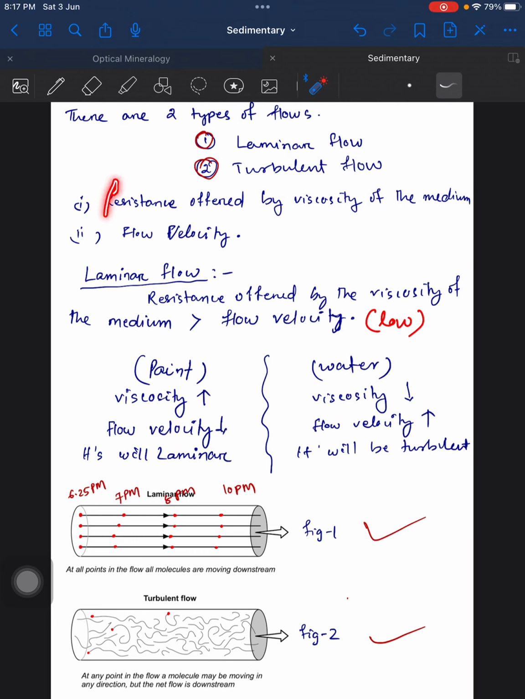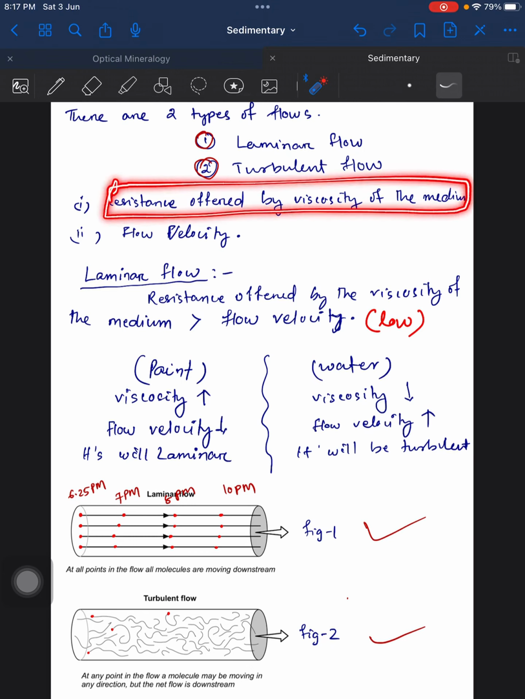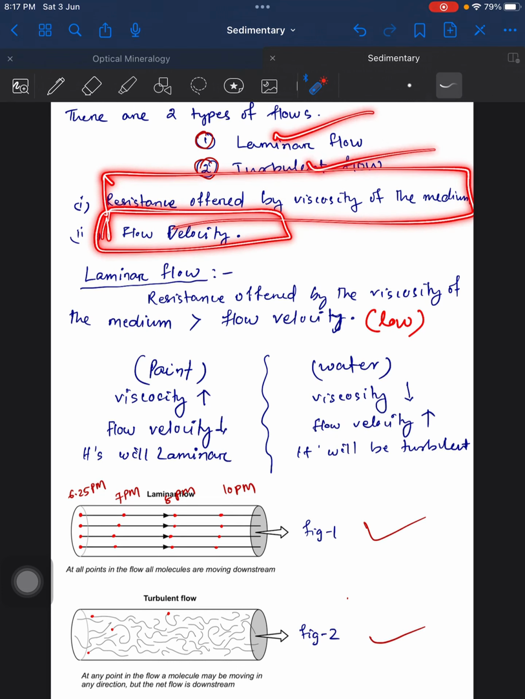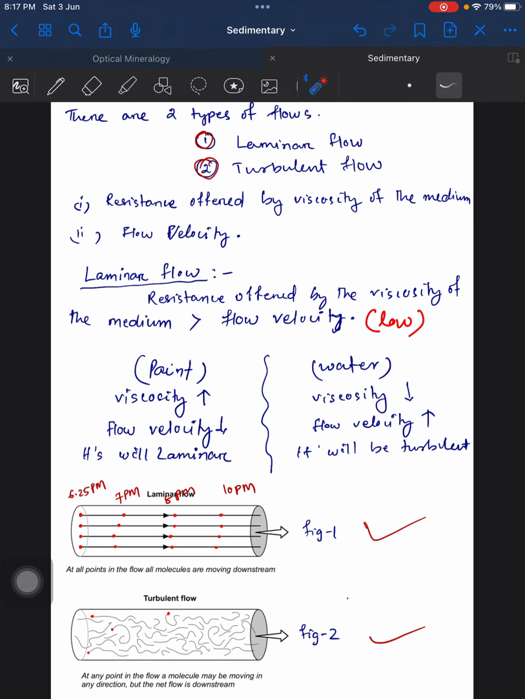So we will see how the resistance is there. Viscosity resistance is there in the flow, then flow velocity. So these are the two things which will be deciding whether the flow is lamellar or turbulent flow. So you see, in case this is the lamellar flow and this is the turbulent flow, I will be discussing one by one.